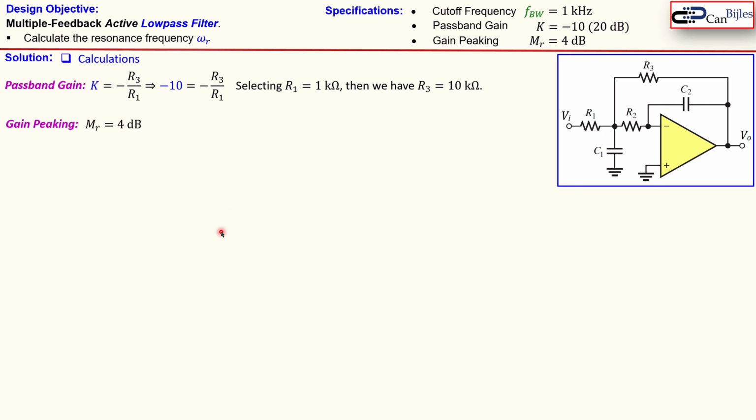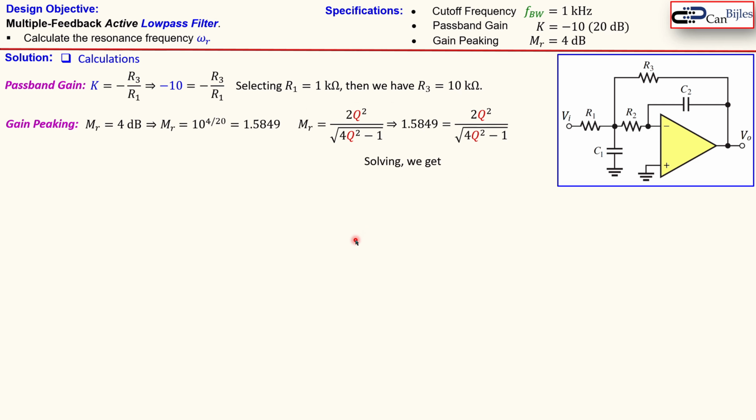Now the gain peaking MR was 4 dB. We can convert that to a scalar value using the formula 10 to the power 4 over 20, which is 1.5849. And then we can use the formula, in the scalar form, as 2Q squared over the square root of 4Q squared minus 1. And we know this is 1.5849. We need to solve this in order to calculate the Q. Now, we can do that by using the solver. So you can use that in the calculator. That will result in a quality factor of 1.4934. So it's approximately 1.5 as the quality factor.